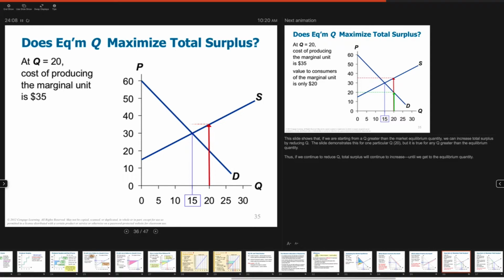All right. So, does equilibrium quantity maximize our total surplus? Let's check by examining what happens to total surplus at a different quantity. At a quantity of 20, our consumers value it at 20. Our suppliers value it at 35.